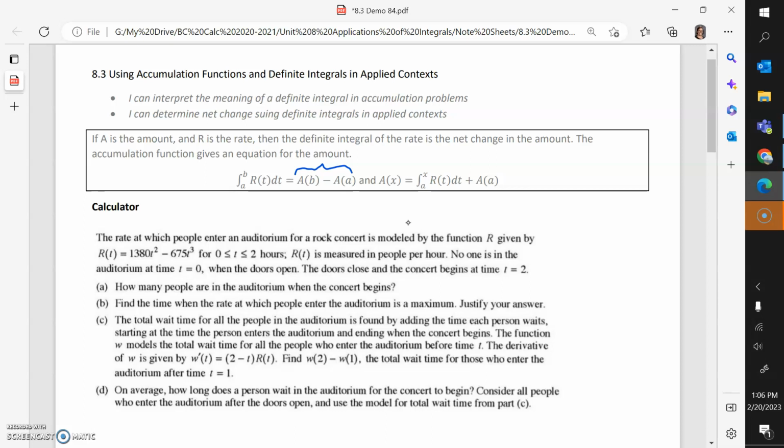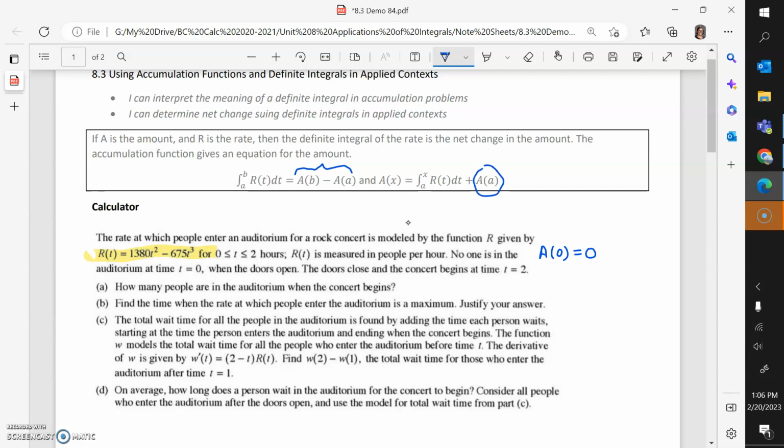All right, so the first question says, the rate at which people enter an auditorium for a rock concert is modeled by the function r, given by r of t, for the interval from 0 to 2 hours. R of t is measured in people per hour. No one is in the auditorium at t equals 0. I'm going to go ahead and write that down in function notation. The amount at 0 is 0. If I need it, I'll use that here. The doors close and the concert begins at time t equals 2.